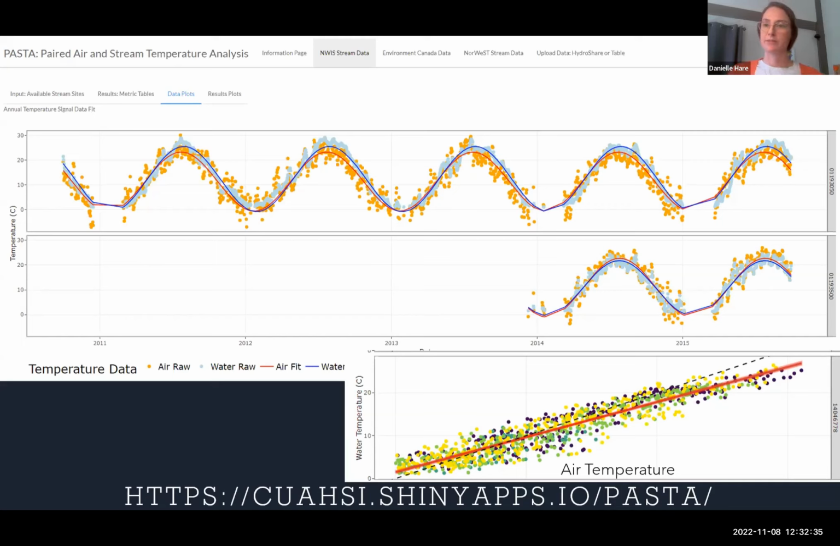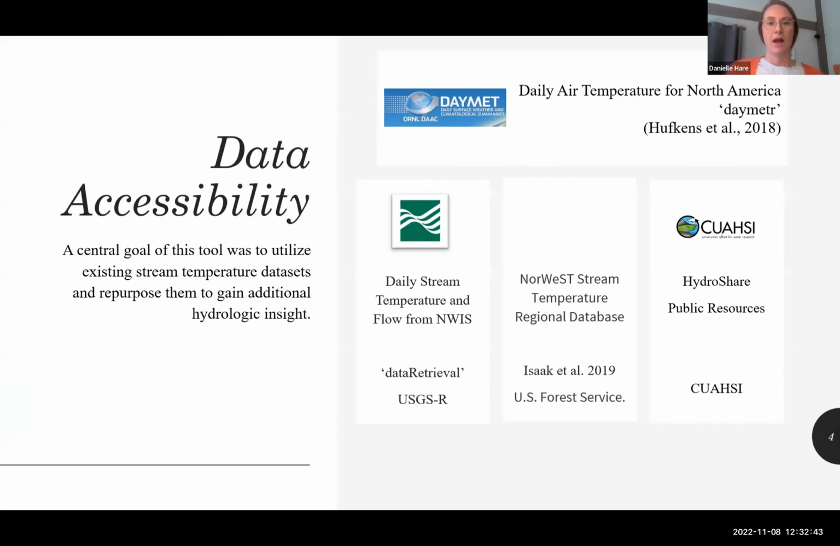All right, so these two methods are applied within this Shiny app. All right, and so where does this data come from? I think one of the major things for me in developing the Shiny app was to make it as user-friendly as possible. And so really trying to make it seamless as far as what data can come in.